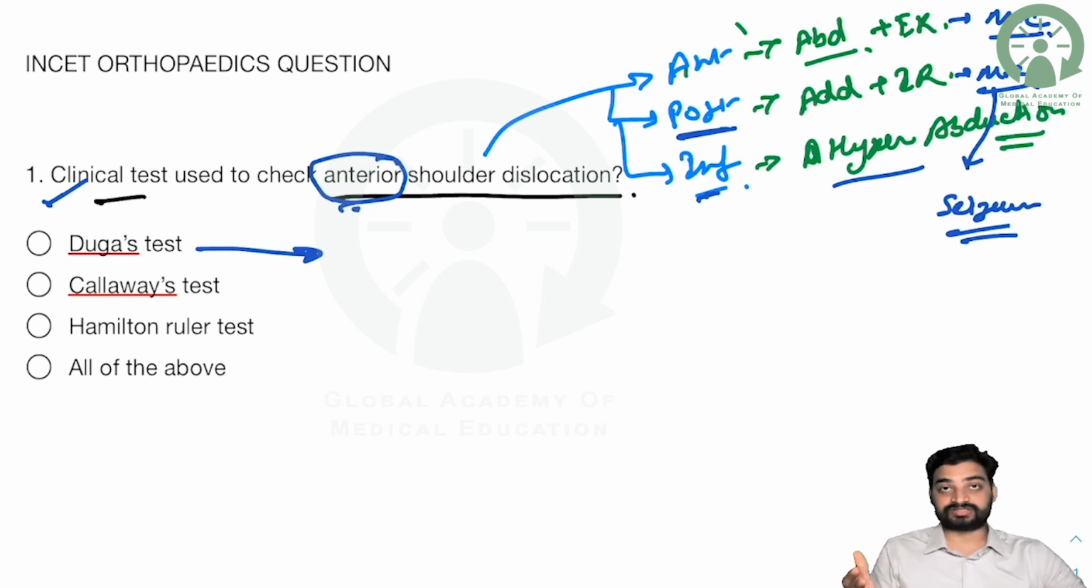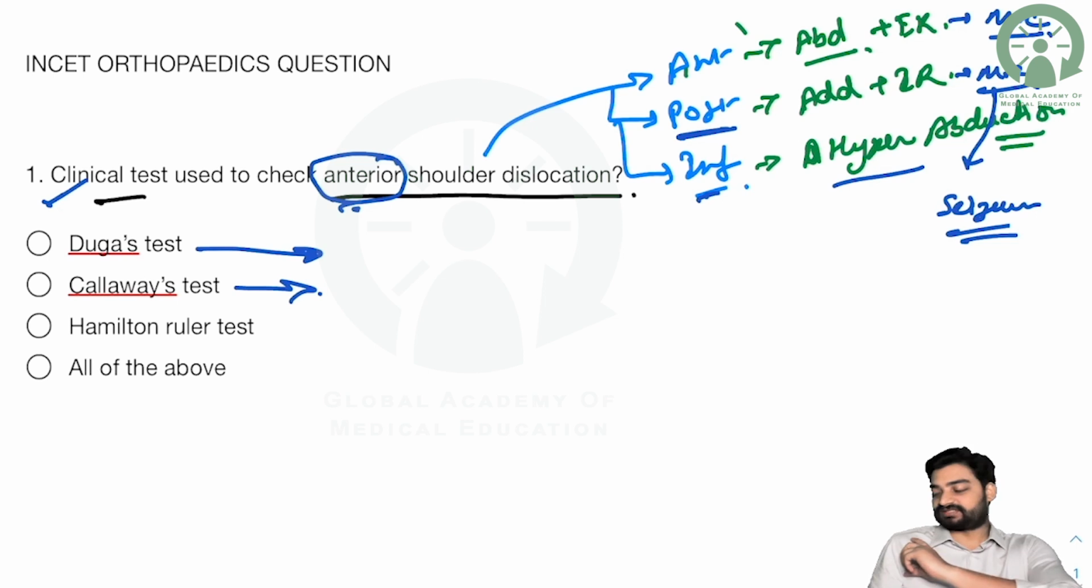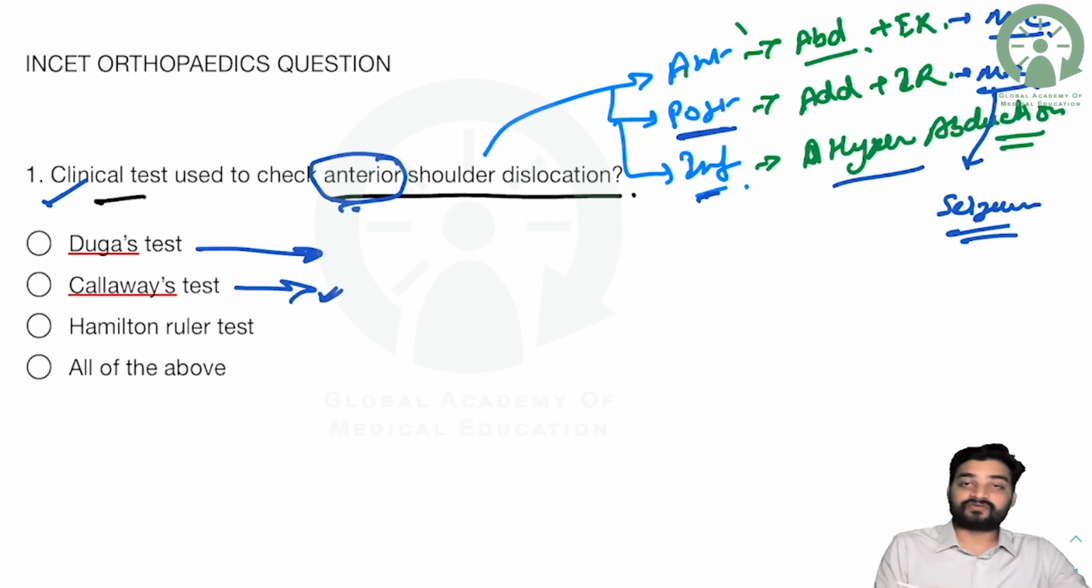In case of anterior shoulder dislocation, the attitude of the arm will be abducted and externally rotated, so it is the inability to touch your opposite shoulder. Your Callaway test is basically when you see the vertical diameter of your axilla. In anterior dislocation, the humeral head lies over this place, so the vertical circumference of the axilla increases as compared to the normal side. That is the Callaway sign.